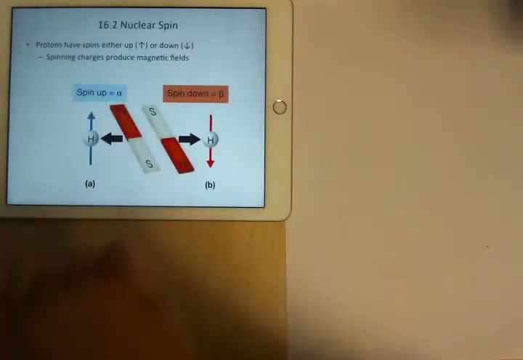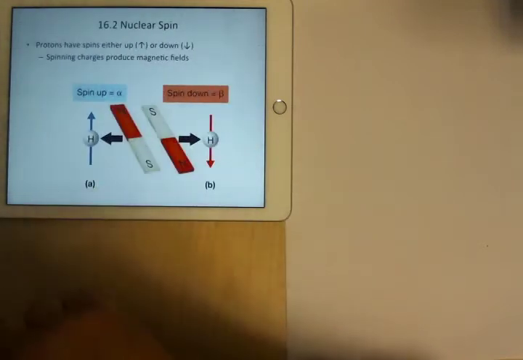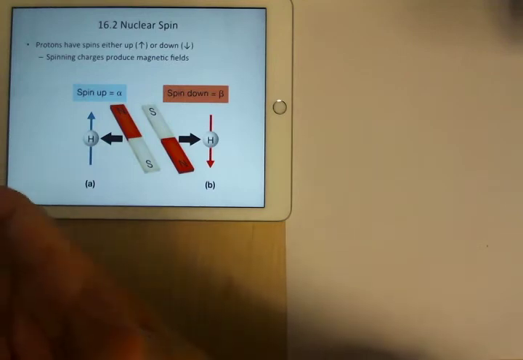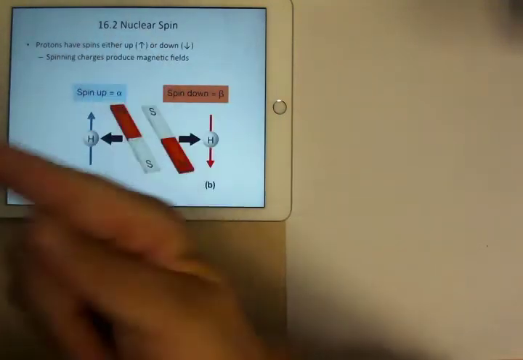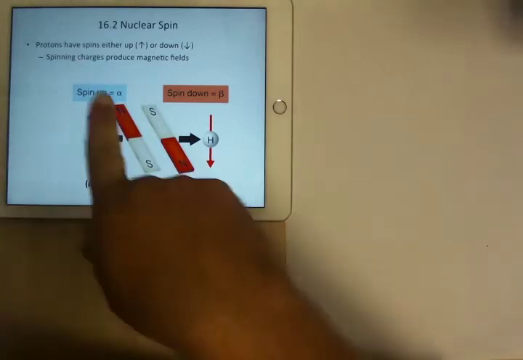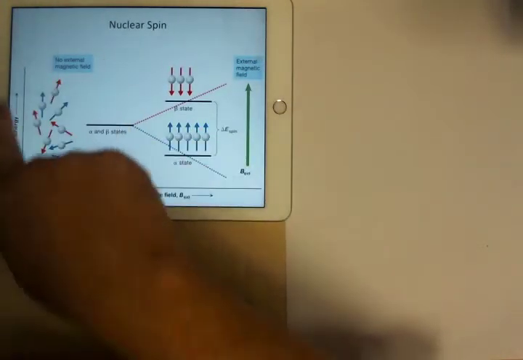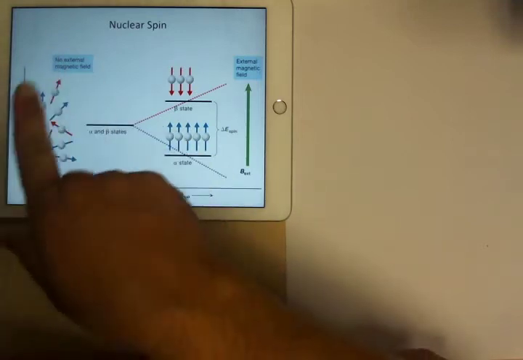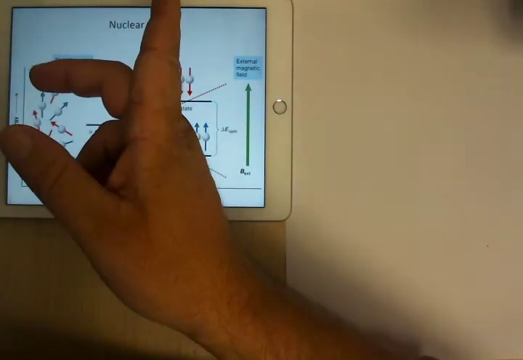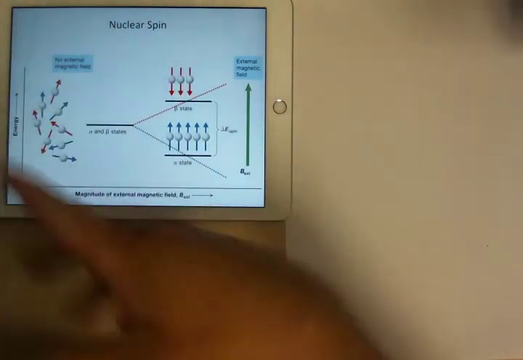So what happens with this? The reason we put this in this giant magnet is the fact that a nucleus is going to be spinning. When electrical charge spins, it'll give off a magnetic field. And there are two ways that it could spin: it could either spin up or spin down. If there's no magnetic field around, the poles of the magnetic field from the nucleus are going to be oriented randomly.